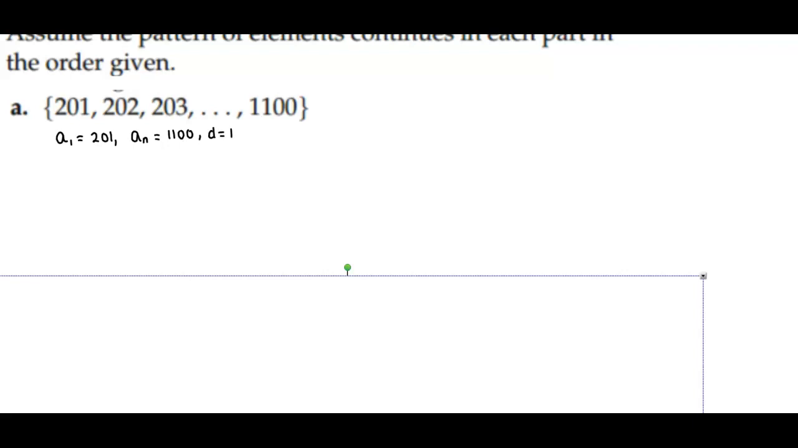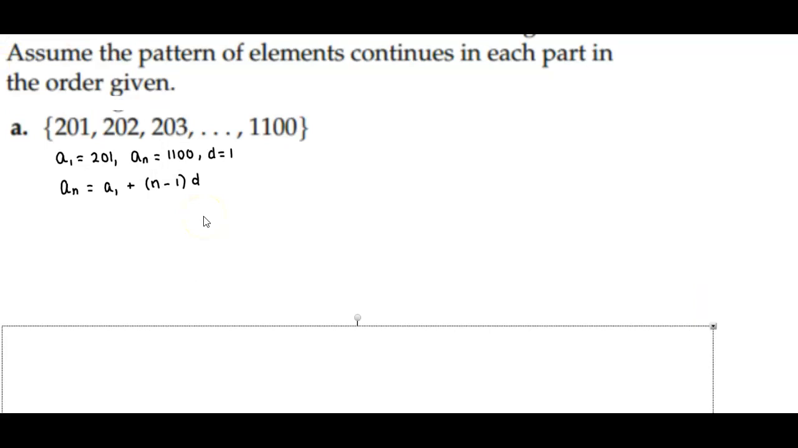Okay, and then remember that the formula is A subscript n, which is equal to the first term plus n minus 1 times the common difference. So now if we plug in our numbers, we have 1100, which is equal to the first term, 201, plus the value of n minus 1 times 1.